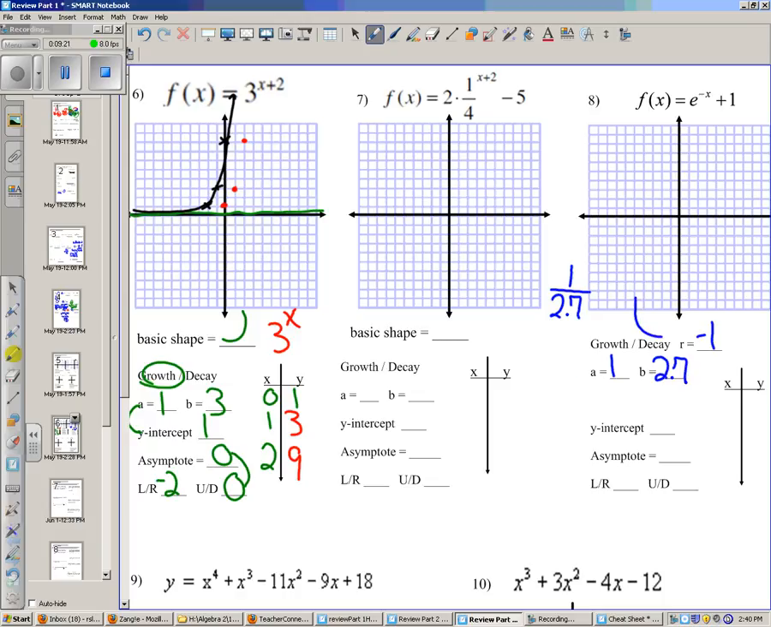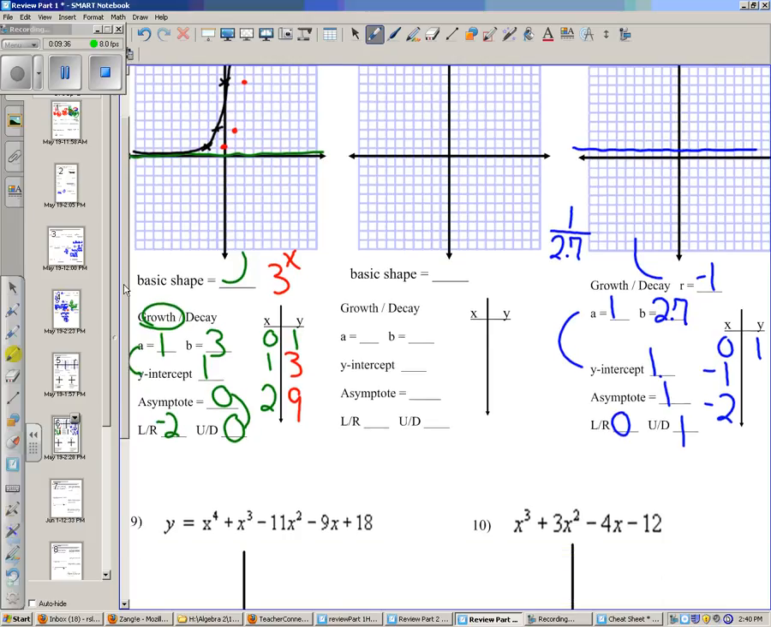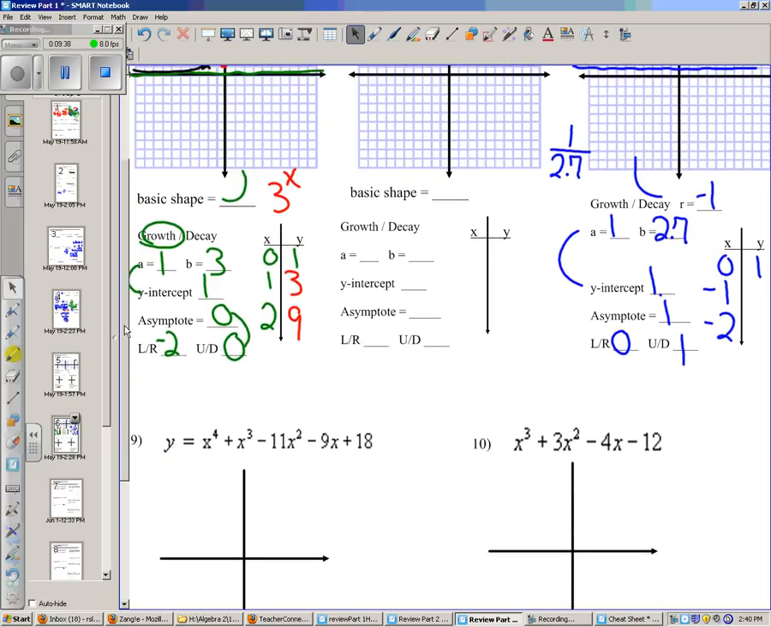My y-intercept, I know, is 1, so I can fill that in. My left-right number, there is not 1. My up-down number is 1, which is my wall. And now that I know it's decay, I'm going to use negative 1 and negative 2. So going to my t-chart, I leave out h and k. I will use e to the negative x for my t-chart.